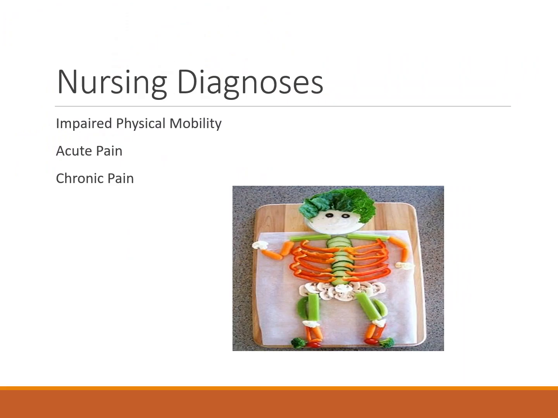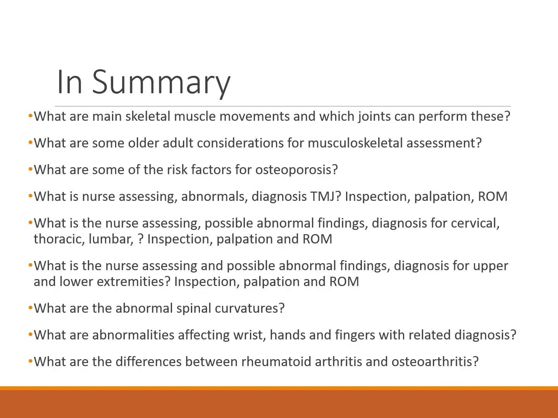So some of the nursing diagnoses for musculoskeletal health are impaired physical mobility, acute pain, and chronic pain. In summary, you will need to know what are some of the main skeletal muscle movements and which joints perform these. We also look at some of the older adult considerations for this chapter. For example, there may be some impaired positioning, maybe some stiffness, limited range of motion can be related to osteoarthritis, but we want to be very careful with these older adults when we're doing range of motion because they're at risk for falling.